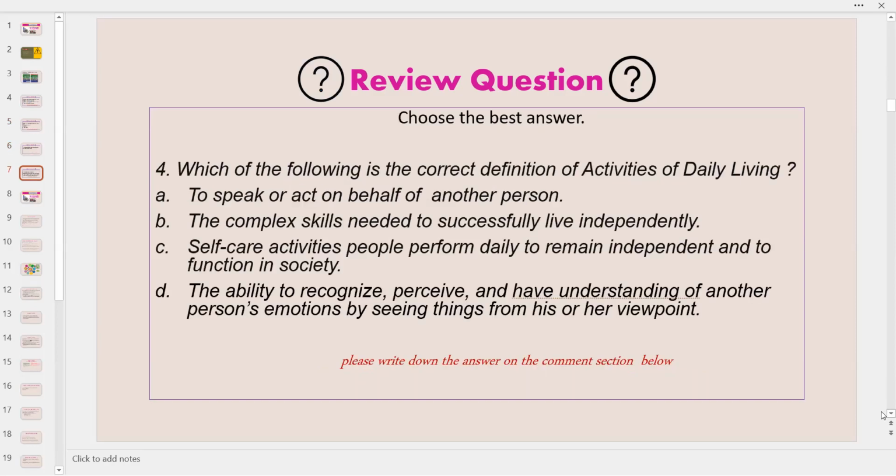Review question 4. Choose the best answer. Which of the following is the correct definition of activities of daily living? A, to speak or act on behalf of another person. B, the complex skills needed to successfully live independently. C, self-care activities people perform daily to remain independent and to function in society. D, the ability to recognize, perceive, and have understanding of another person's emotions by seeing things from his or her viewpoint.